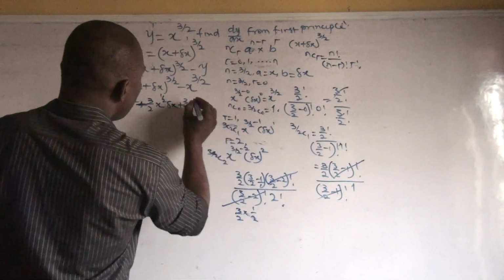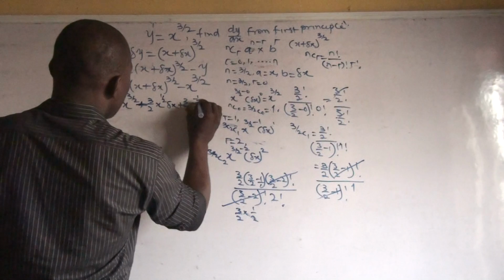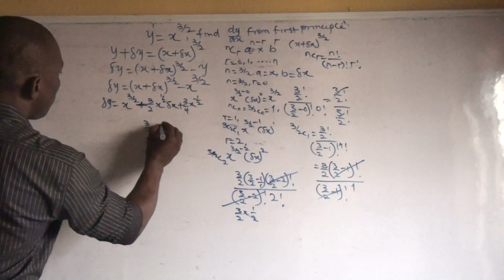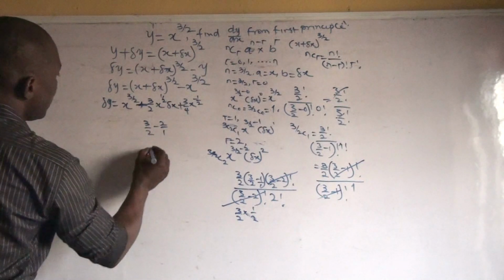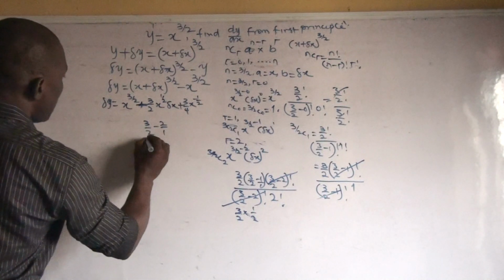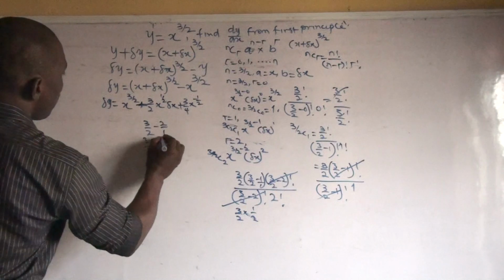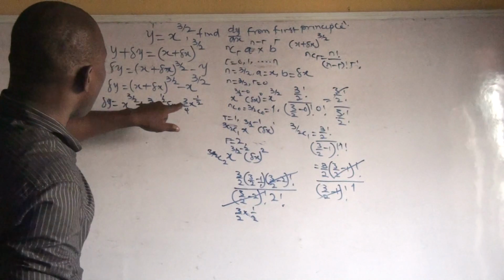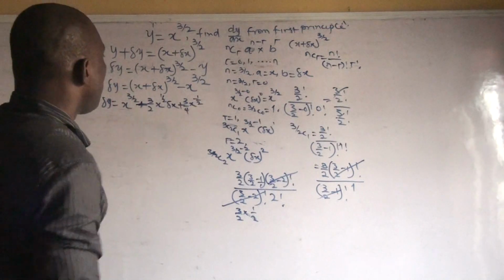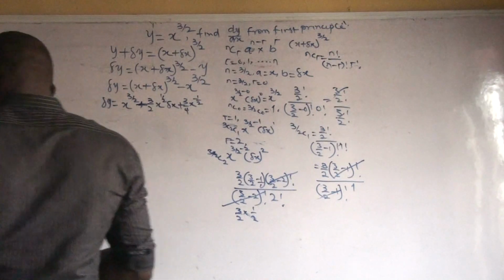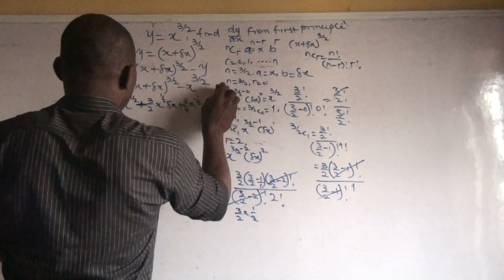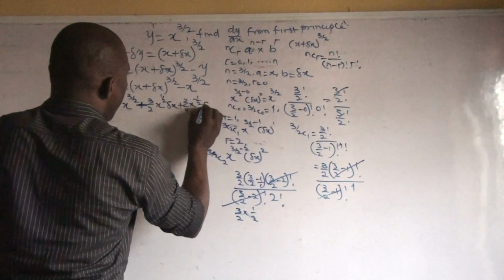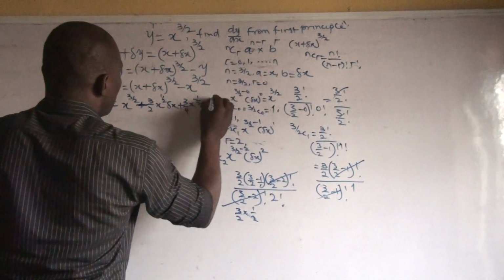minus half, because for this fraction 3 over 2 minus 2, the LCM is 2, this is 3, this time this is 4, so it's going to be minus half. That is the power of x here will be minus half, so that delta x will become delta x all squared.